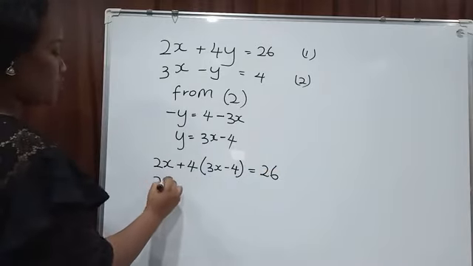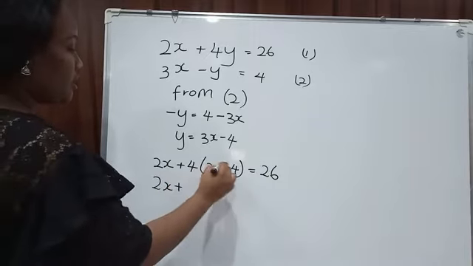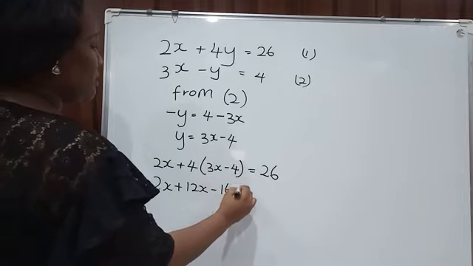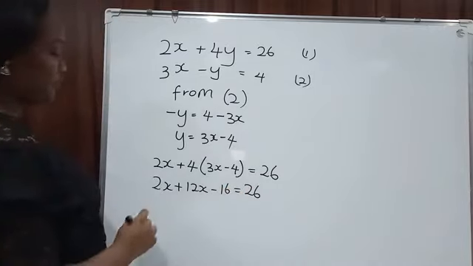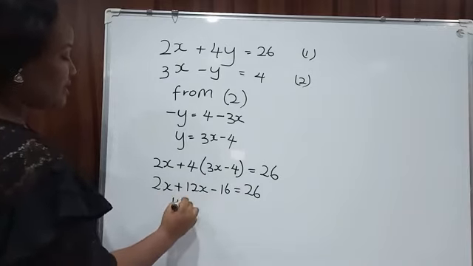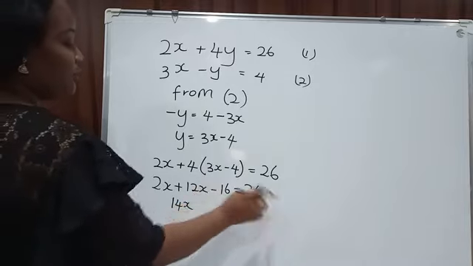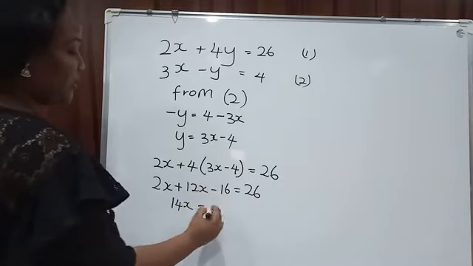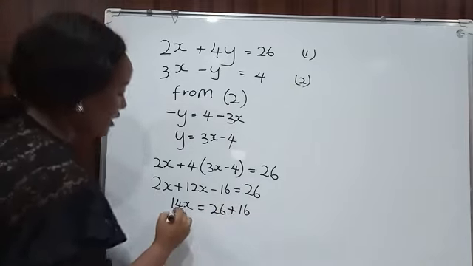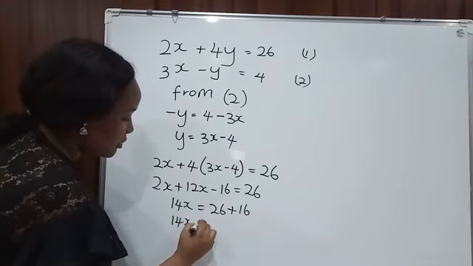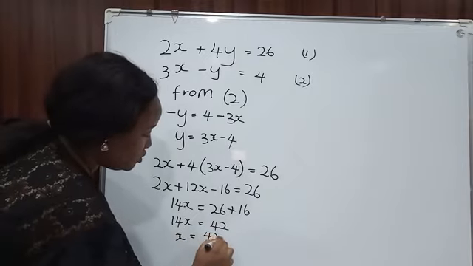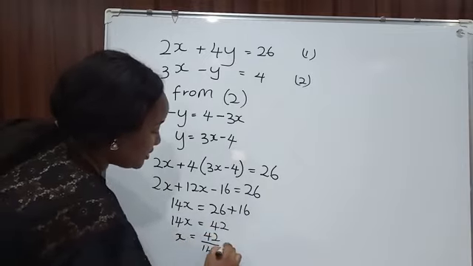You have 2x plus 12x minus 16 equals 26. Collecting like terms together, 2x plus 12x gives us 14x. And move the 16 over to the other side: 26 plus 16. So you have 14x equals 42, and x equals 42 over 14, which gives us 3.